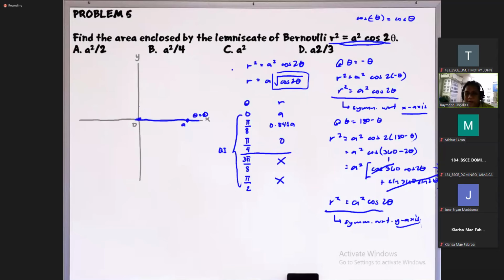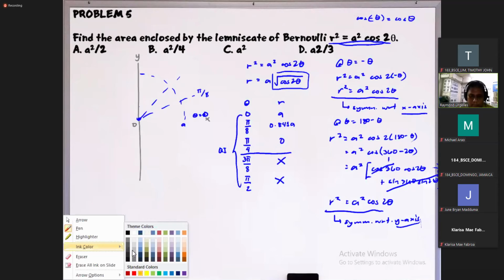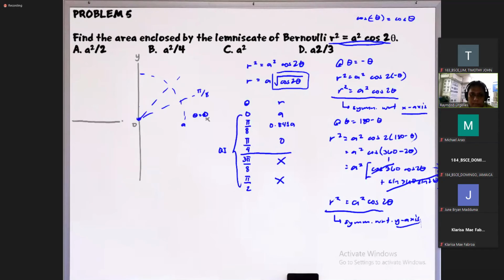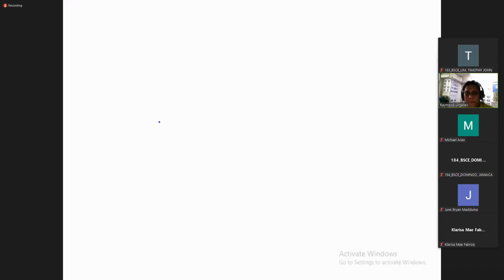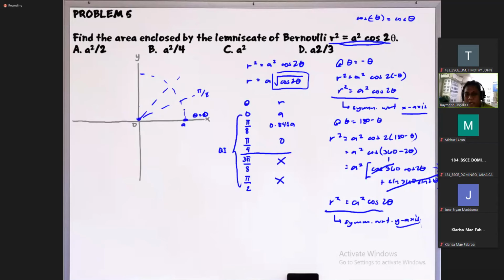Okay, so theta is pi over 8. So ito yung pi over 4, so yung kalahati niya is pi over 8. So ito yung theta is pi over 8. So again, at pi over 8, we have 0.841a. So mas maliit siya sa a. Diba? So ito yung circle, with radius a. So ibig sabihin, mas maikli siya sa a. So kaya around here yung, let's say, 0.841a.